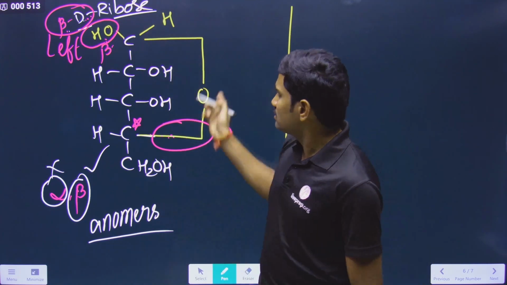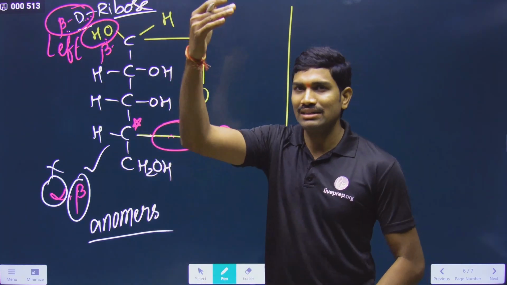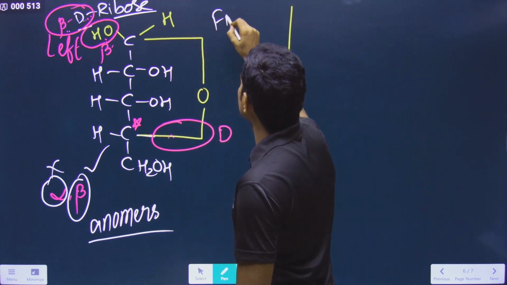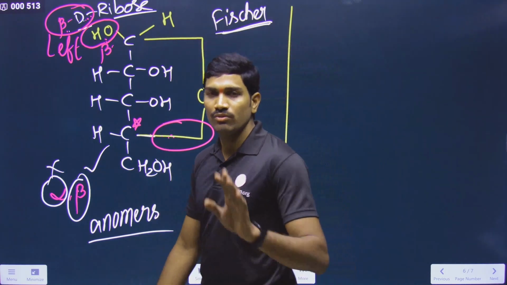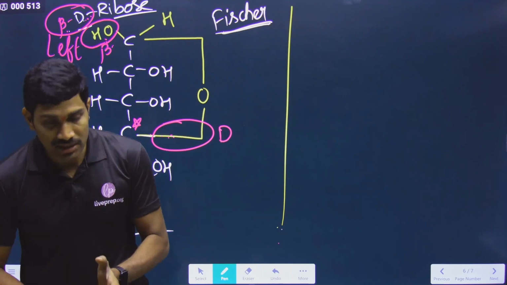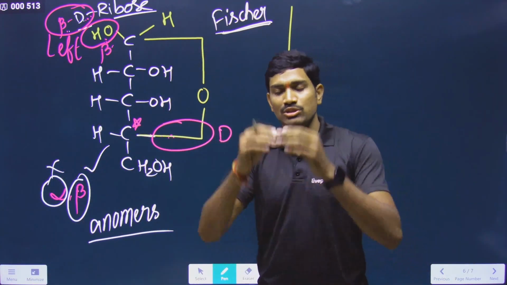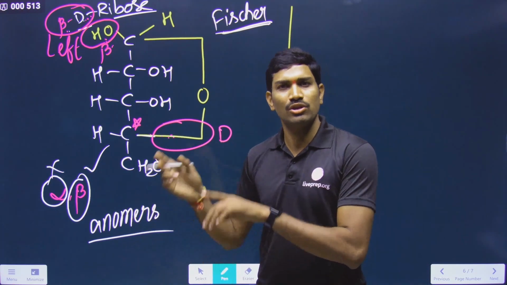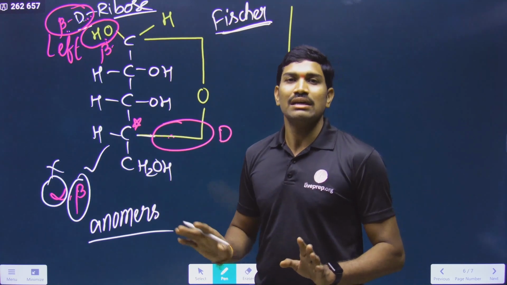Clear? This is the ring form. But this one and the previous one, we are writing generally in a linear form like this, and these are called Fischer projections. All these names you will study in chemistry, but these are interlinked concepts, so you need them in biology and also in chemistry. Don't get confused. It is compulsory information. You should compulsorily remember this. This is not out of NCERT. This is from the NCERT only. And these are called Fischer structures.